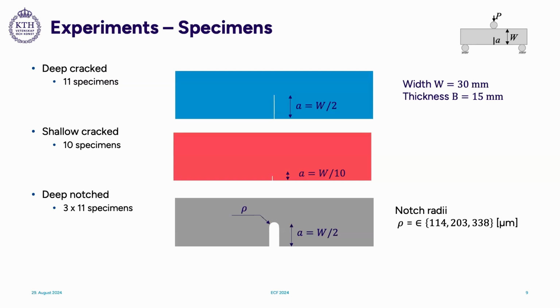This time we used different thicknesses of the wires in the EDM and measured afterwards what the actual radius would be. And took an average, and this is what we ended up with: 114, 203, and 338 micrometers.